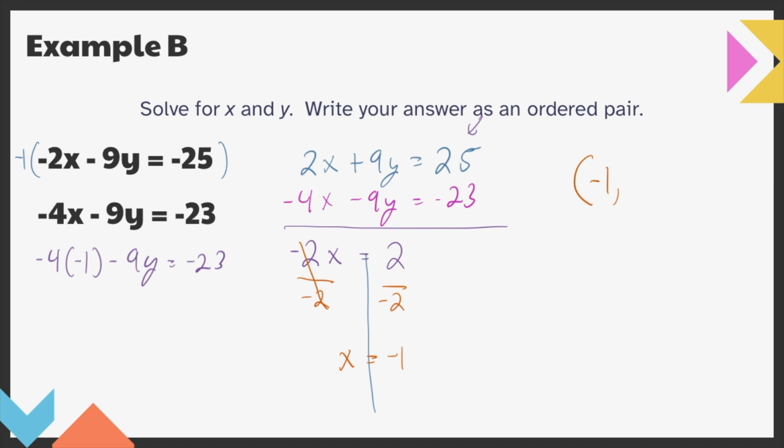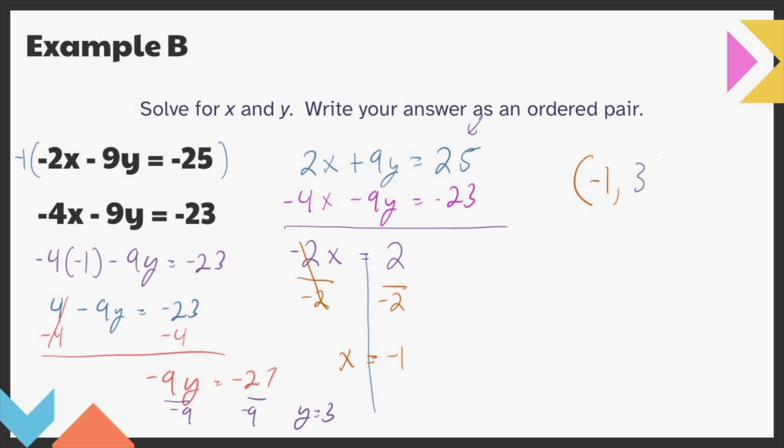So now I just need to go and solve my equation. So I get a positive 4 here minus 9y is equal to negative 23. I'm going to go ahead and subtract 4 on both sides. These are going to cancel, leaving me with negative 9y. It's going to be equal to negative 27. Divide both sides by negative 9, and I get y is equal to positive 3. So positive 3 is the other number in my ordered pair, and I've completed this problem.